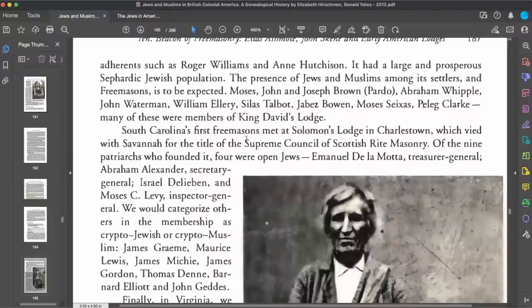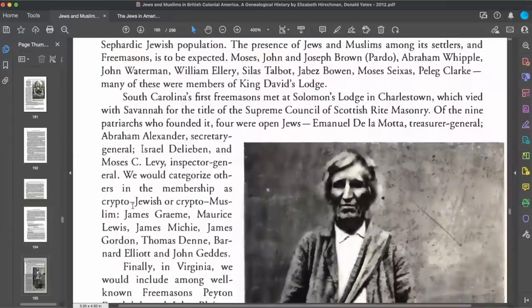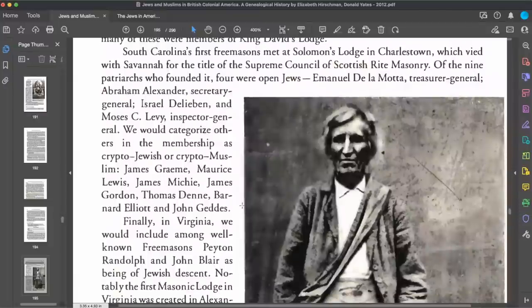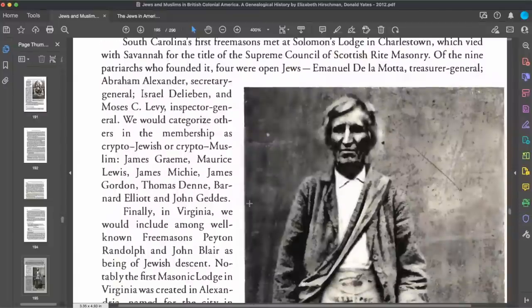South Carolina's first Freemasons met at Solomon's Lodge in Charleston, which vied with Savannah for the title of the Supreme Council of Scottish Rite Masonry. Of the nine patriarchs who founded it, four were open Jews: Emmanuel de la Motta, Treasurer General, Abraham Alexander, Secretary General, Israel De Lieben, and Moses C. Levy, Inspector General. We would categorize others in the membership as crypto-Jewish or crypto-Muslim: James Grammy, Maurice Lewis, James Michie, James Gordon, Thomas Denny, Barnard Elliott, and John Geddes.